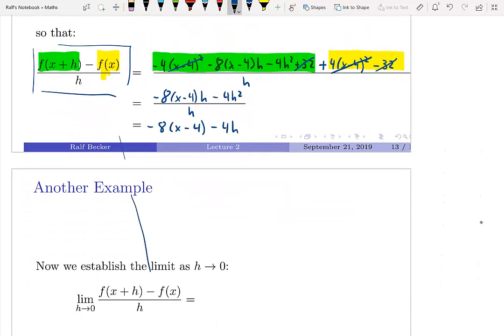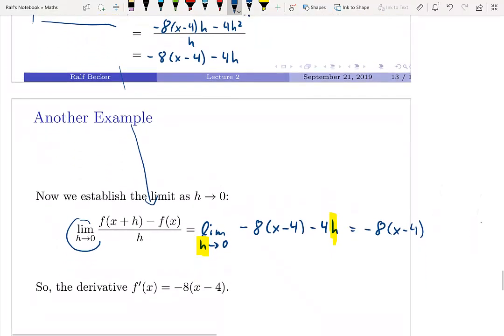So this means we've calculated this entire ratio. What we are left with now is that we need to take that ratio and see how it behaves as we take h to 0. We take the limit as h goes to 0, and let me just copy that here, of negative 8 times x minus 4 minus 4h. Now there's only one h here. What happens to that term in the end? If h goes to 0, it will turn 0 itself. So we are left with negative 8 times x minus 4.